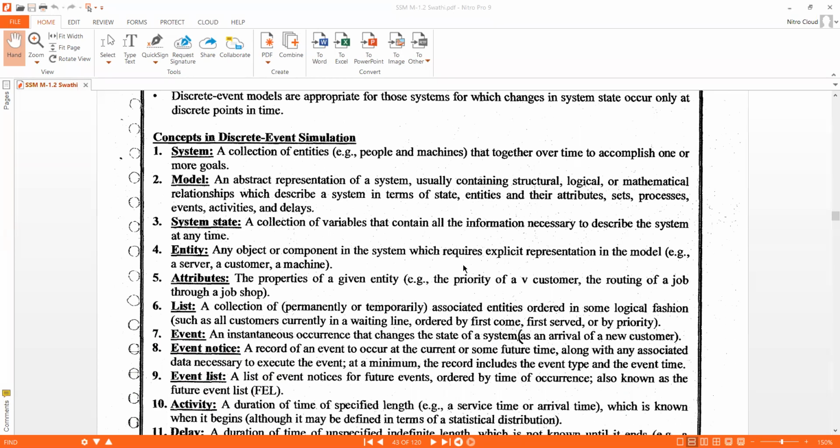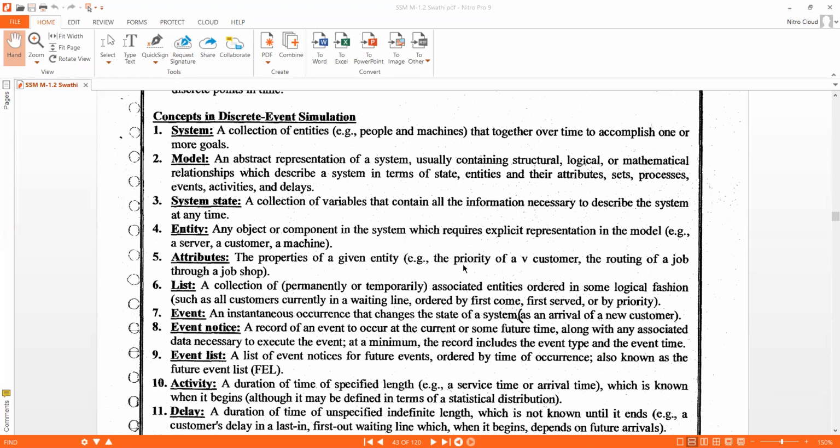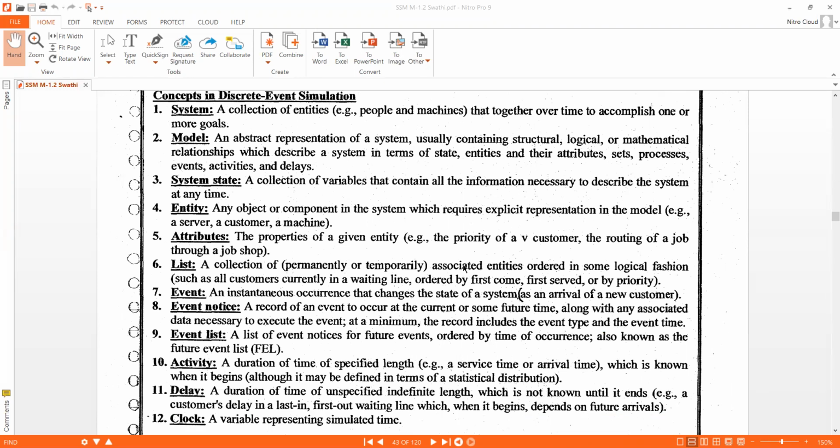Next we'll discuss the concepts in discrete event simulation. It's very important. These are the definitions we will be studying: what concepts we are going to use, what terms we are going to use in this discrete event simulation. The first one is system.